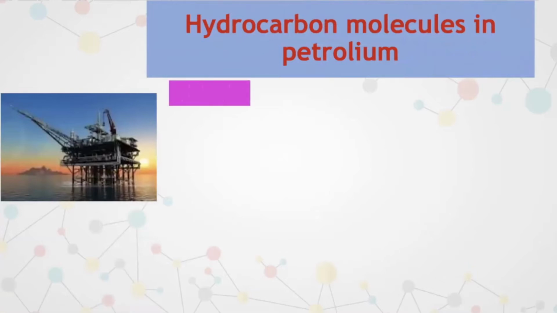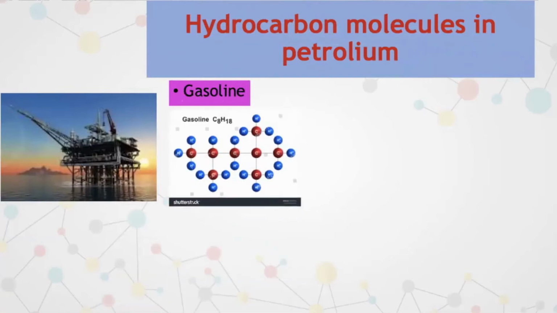The petroleum produces gasoline. This is the structure of gasoline. As you can see from the picture, there is C connected to other C and hydrogen connected to C around the C chain. So the structure is hydrocarbon molecules.